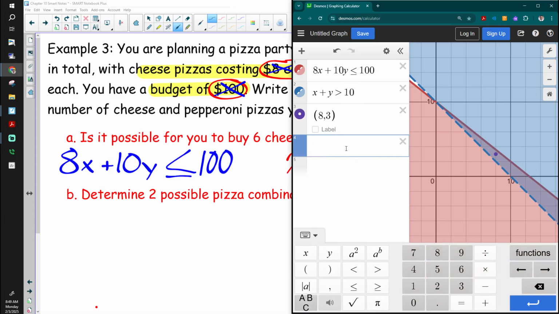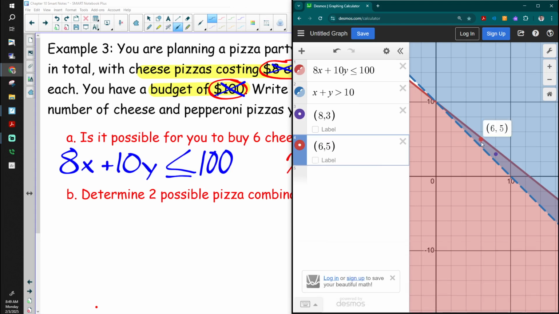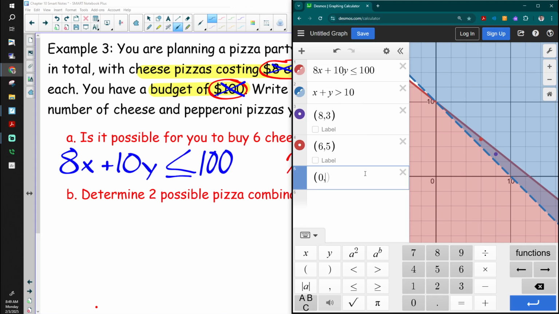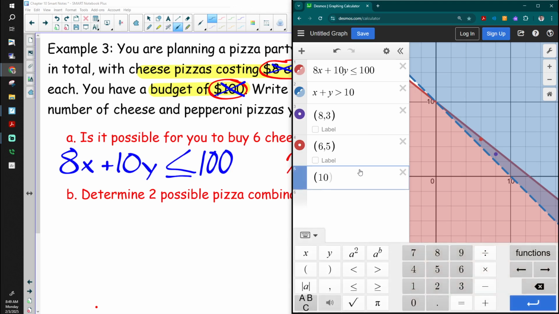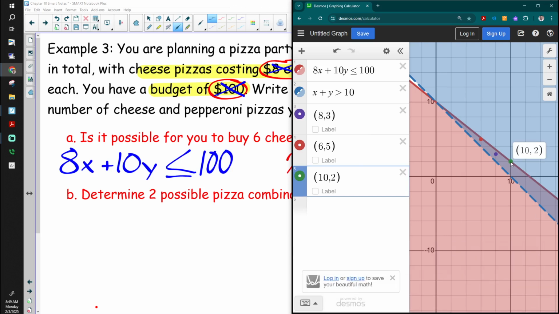Let's try (6, 5). (6, 5), that's in both shaded regions. Let's try (0, 2). Is (0, 2) in both? I mean, I meant to say (10, 2). Let's try (10, 2). (10, 2), that works because it's on a solid line, and solid lines count. See? Any points that are in both areas, there's 3 possibilities right there.